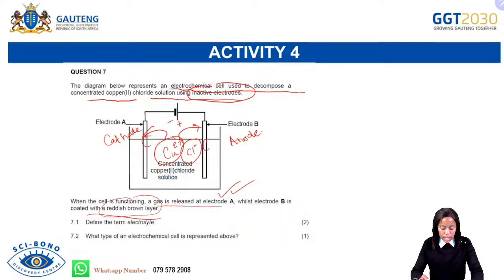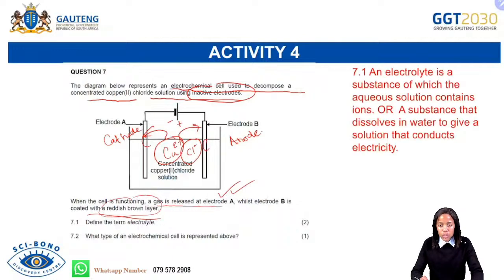Okay. Then 7.1 says we need to define the term electrolyte. We are going to define it according to the examination guideline. So it says an electrolyte is a substance of which the aqueous solution contains ions, or a substance that dissolves in water to give a solution that conducts electricity.